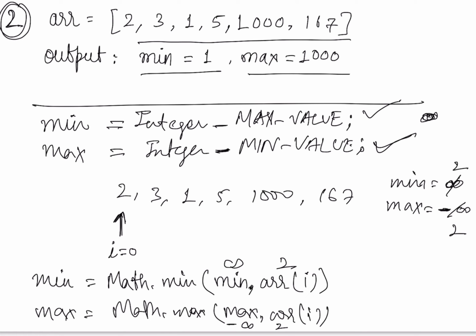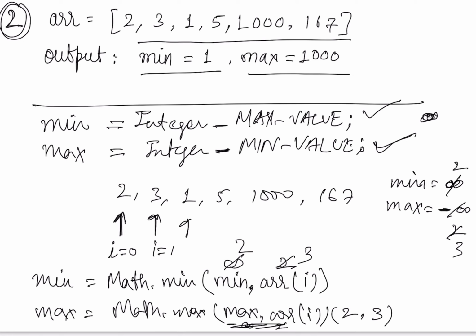Then we are at index I equal to 1, so the value is now 3 and the minimum value is already 2. Between 2 and 3, which is minimum? 2 itself, which is already there. Then for maximum, the maximum value is 2 and the current value is 3. What is maximum between those two? 3, so we will update our maximum to 3.